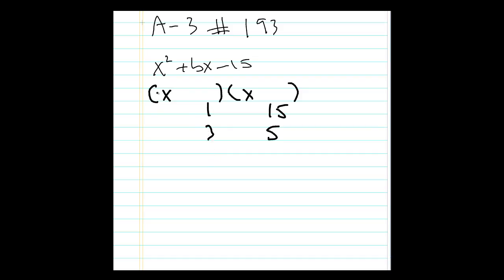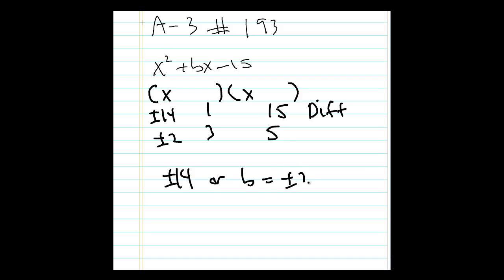So basically, I just need to see what's possible for these to differ. So possible differences here, the difference between these two is plus or minus 14. And the possibility here is plus or minus 2. So those are your two answers. B could be plus or minus 14, or B could be plus or minus 2. Okay?